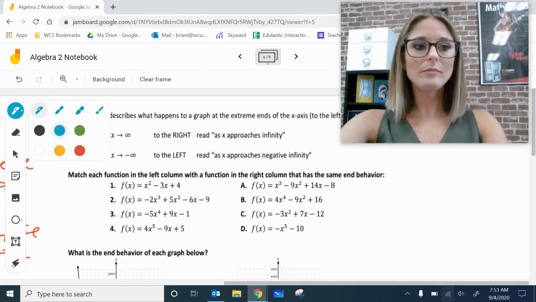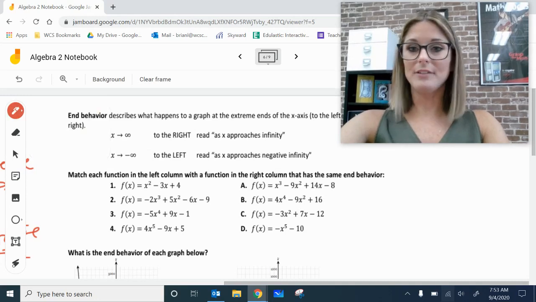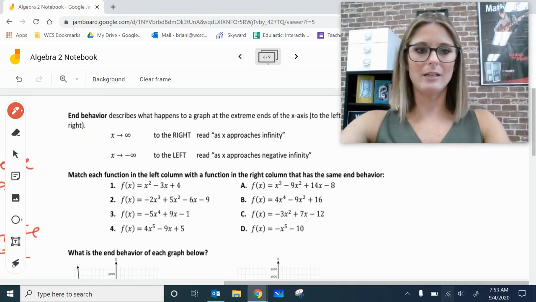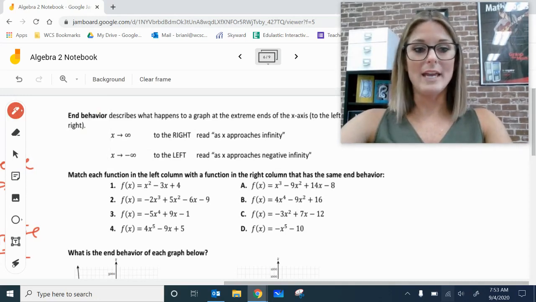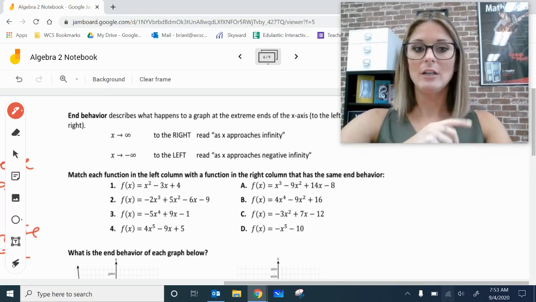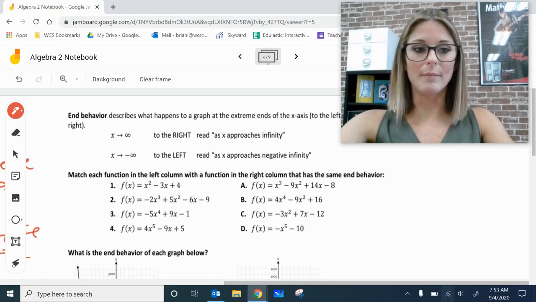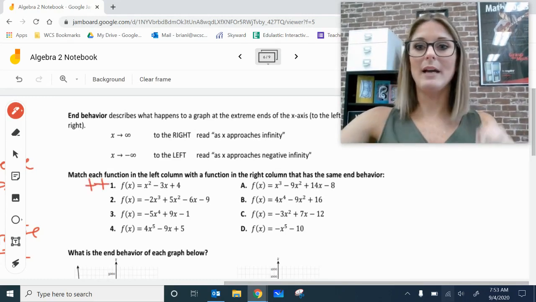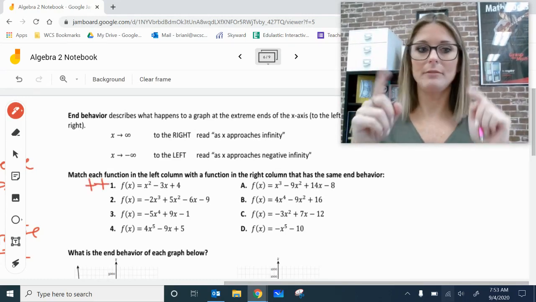For me, I have to take my time on this. Some students just go right through this. Number one is positive in front and has an even degree. So I know both ends are going up. I'm gonna make a little note to myself. Both of my ends are up and up. So positive, positive.